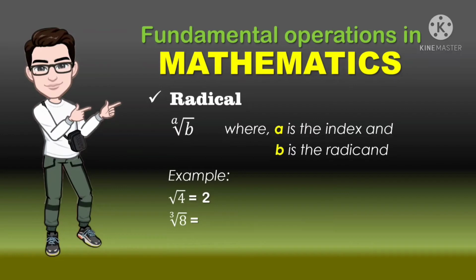Cube root of 8, we may answer 2 because 2 times 2 times 2 is 8. Or if we have an example of square root of 9, we may answer 3 because 3 times 3 is 9. Or if we have square root of 16 is 4. And cube root of 27 is 3 because 3 times 3 times 3 is 27.